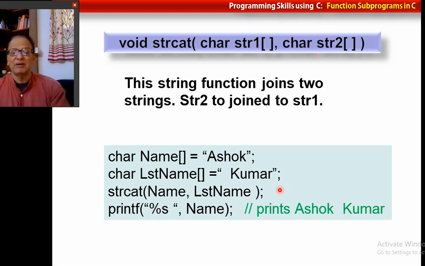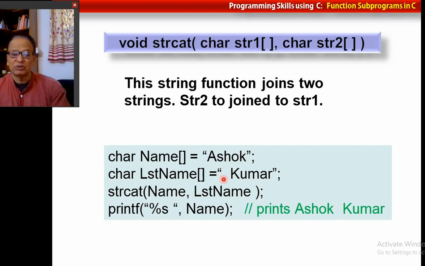So, an example here: I've got Ashok assigned to name, and for last name, one more array, Kumar. And note here I've purposely left a space here. You will know why. Then I say strcat(name, lastname), and you print name. Now name contains Ashok and Kumar, because Kumar is attached at the end of Ashok, and as I said, I have left a space here, therefore this space is here.